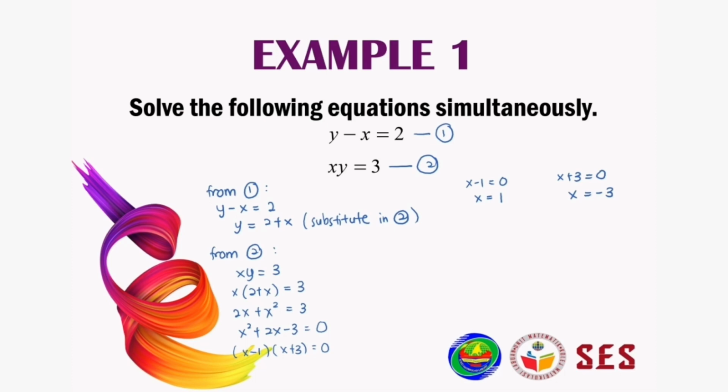Now, we are ready to find the values of y. Since we have y equals 2 plus x, for the first solution, we substitute x with 1 to give us y equals 3. For the second solution, we do the same, replacing x by negative 3, and we have y equals negative 1. Therefore, we have two sets of solutions: the first one, x equals 1 gives y equals 3, and the second set, x equals negative 3 and y equals negative 1.